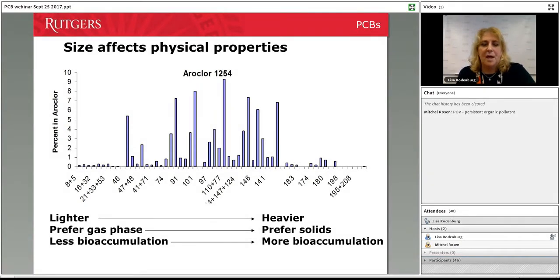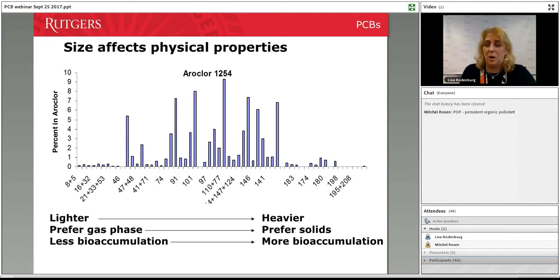chlorines on them. And what I'm trying to point out here is that the size, the number of chlorines on the molecule, has a big impact on the physical properties of the chemical. So PCBs with only 1 or 2 chlorines, they're lighter in the sense that their molecular weight is lower. And therefore, they're quite volatile. Their vapor pressures are pretty high. They can volatilize into the gas phase and blow away with the wind. They're also less likely to bioaccumulate because they're more soluble in water.